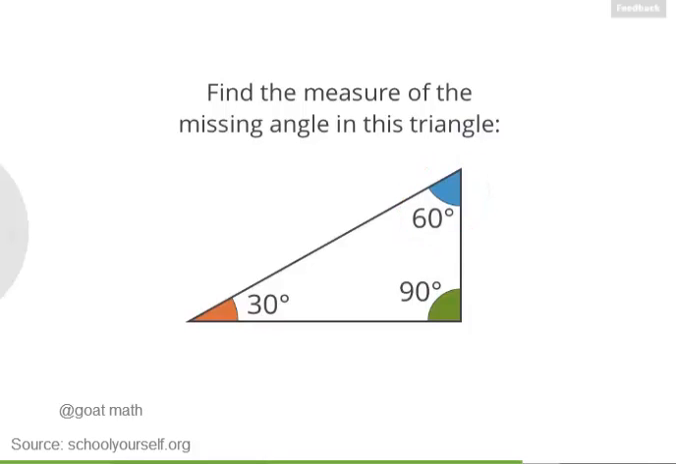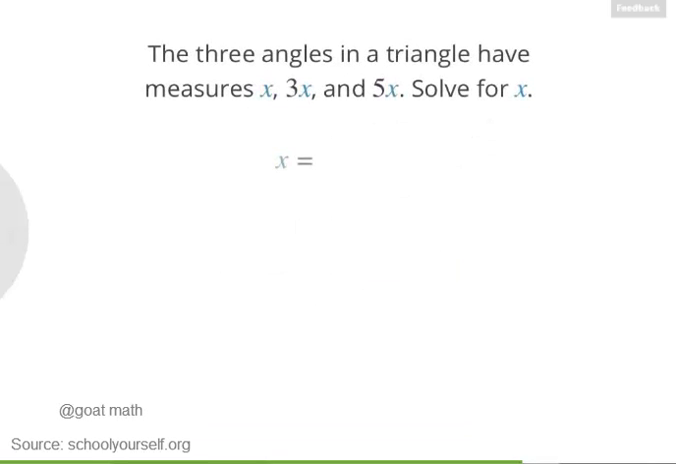So for your final challenge, suppose I tell you that the three angles in a triangle have measures of x, 3x, and 5x. Try using this information to solve for the variable x. If you get stuck, click down here.